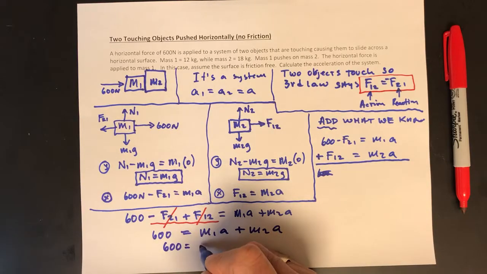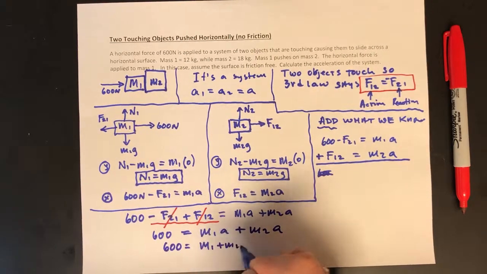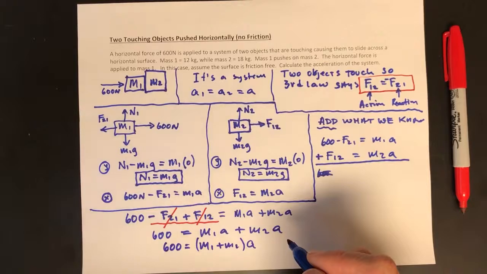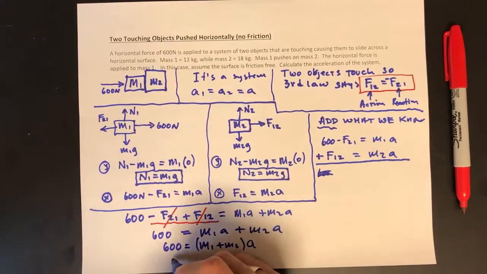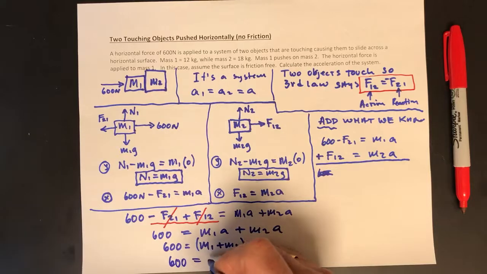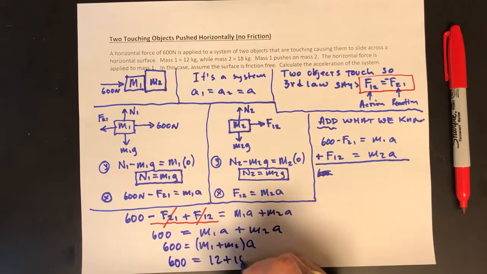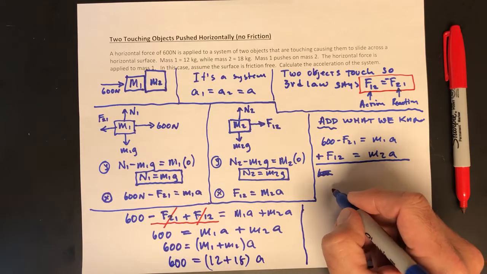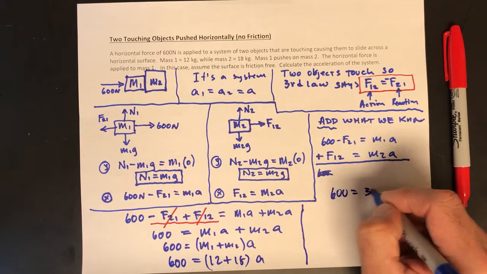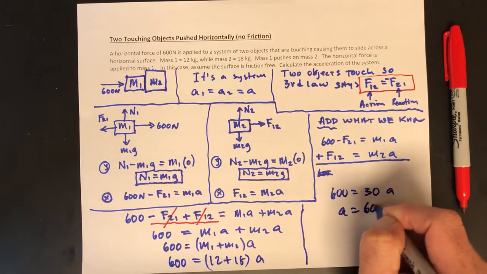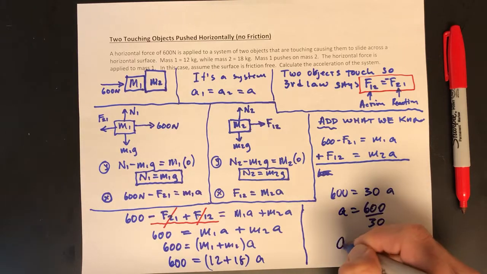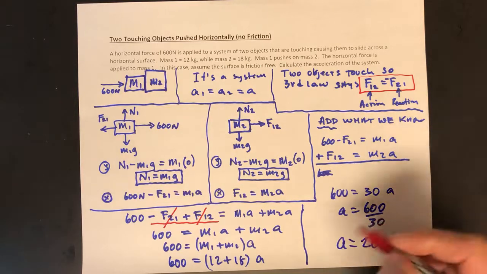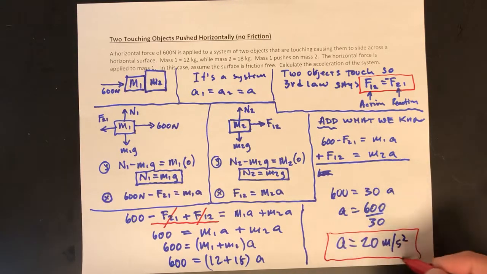600 is equal to M1 plus M2 times A, and we can plug in the numbers. 600 is equal to 12 plus 18 times A, and I'll continue here. 600 is equal to 30A. A is 600 over 30. So A is equal to 20 meters per second squared. So we've answered the question.